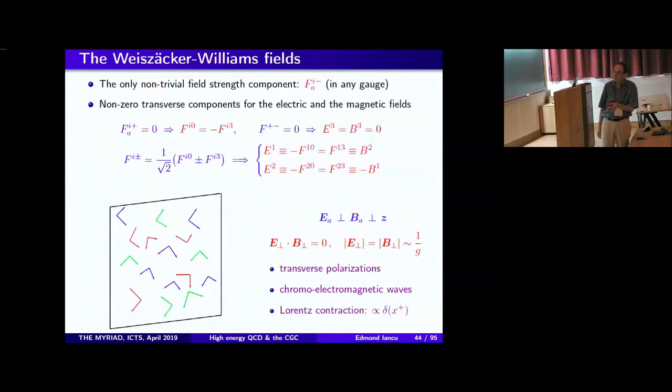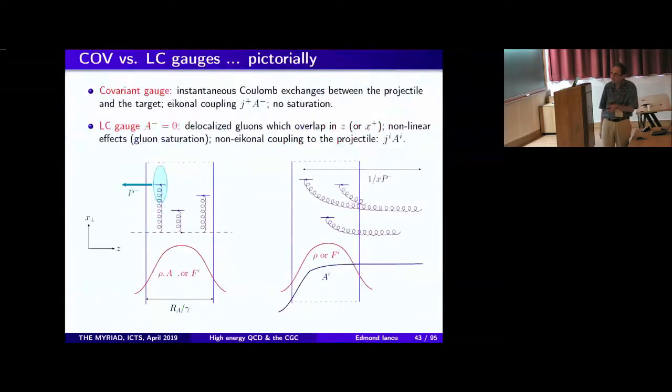So now I'm looking at the field strength tensor. These are gauge independent up to rotation, so in that case they have well-defined physical meaning. They're always localized within the shock wave. We see in any gauge they're localized. They have to be localized because they're gauge invariant. So if they're localized in one gauge, they're localized in any gauge up to rotation.